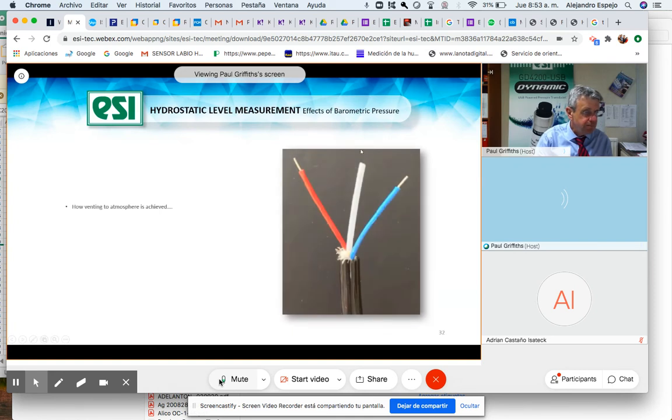So you can see this is the vent tube. This is a nylon tube with a very small hole, but it means that the air pressure here is also acting on the pressure diaphragm.